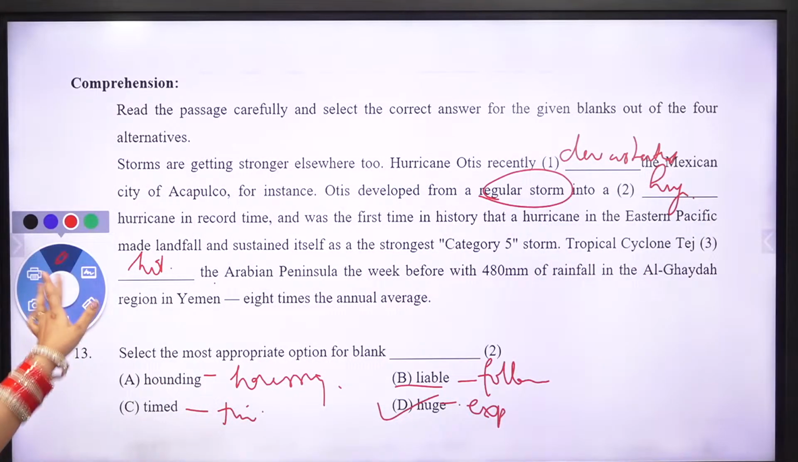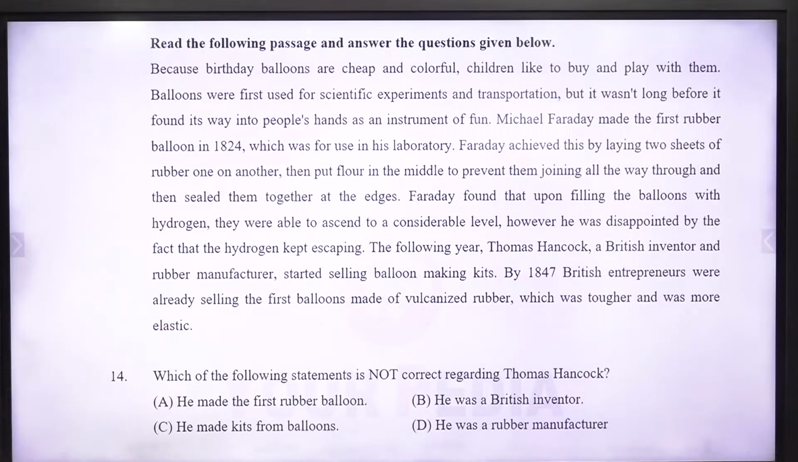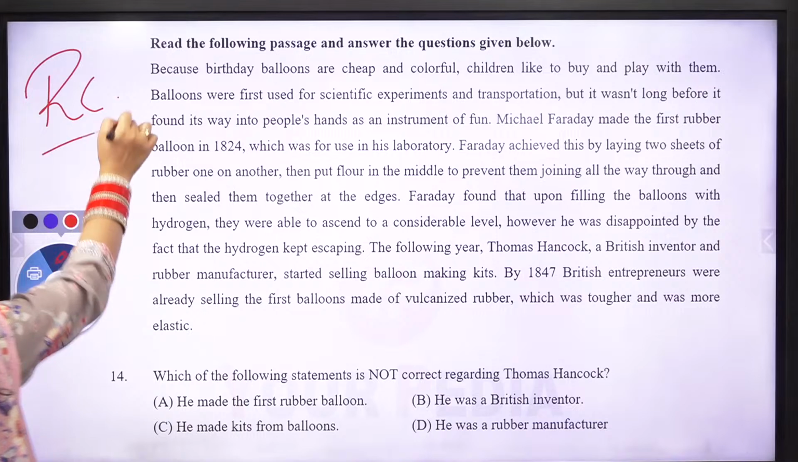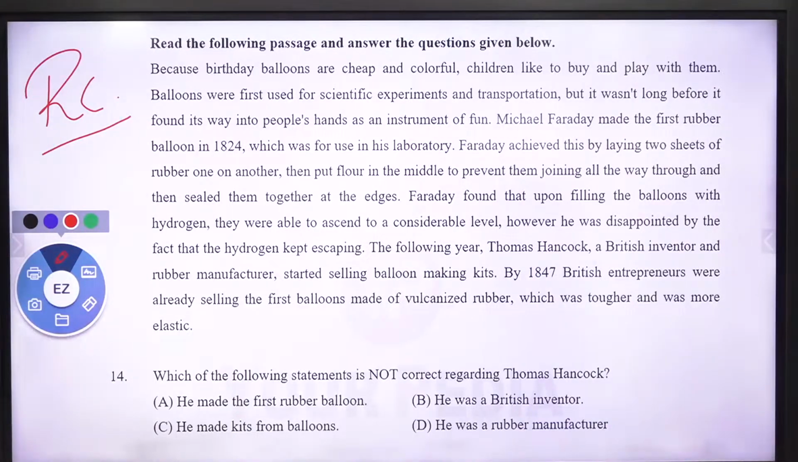So that is an answer. I think all three are correct. Good one, guys. Now, we will be solving an RC now. 3 questions on RC are based.